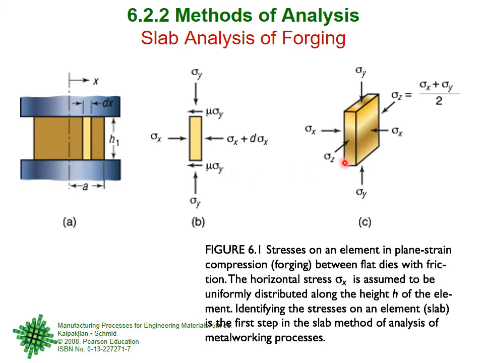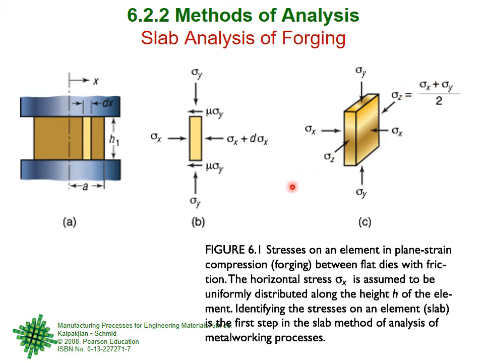But if we need a full 3D, then this is the z direction, right? You know that this was the x direction, this was the y direction, so this of course is the z direction. And you know that it was sigma x and sigma x plus d sigma x and so forth. So this is sigma z, and sigma z they are averaging as sigma x plus sigma y by 2. Why they are doing it, we are not concerned with right now, right?